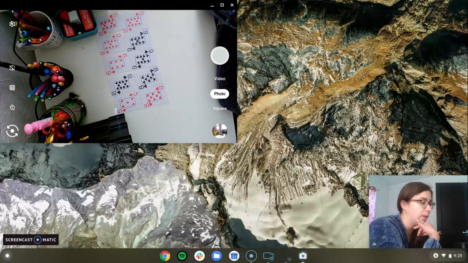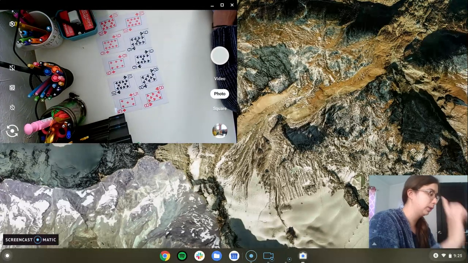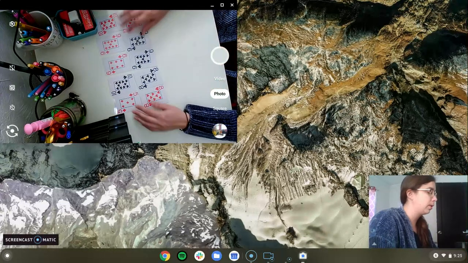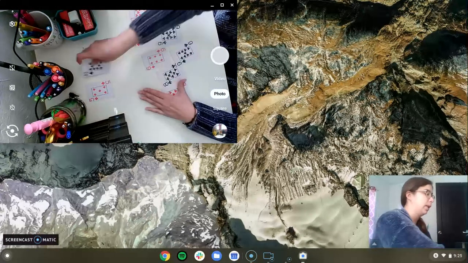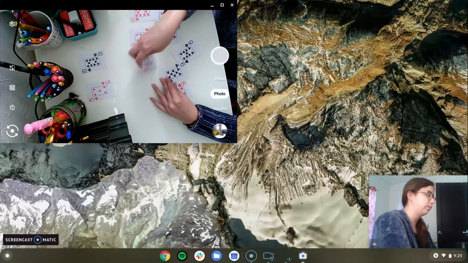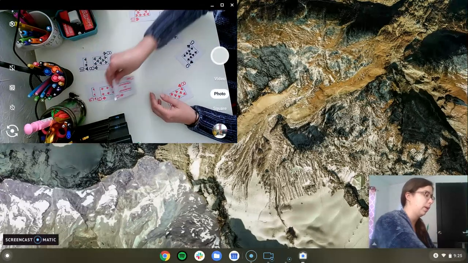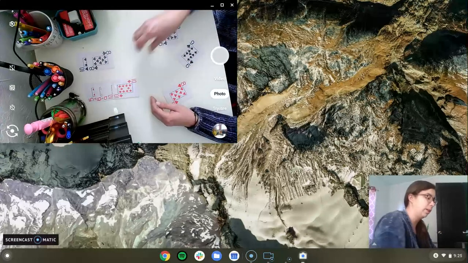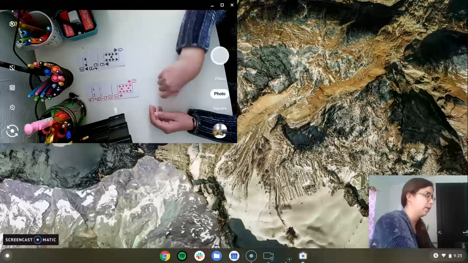What 2 colors do we see? Red and black. That's right. Great. So let's go ahead and sort our cards into their red and black piles, right? So this 5 is red. This 10 is black. My 6 is red. My 8 is black. My 9 is red. My 10 is red. My 10 is red. My 9 is black. My 9 is black. And my 8 is black.